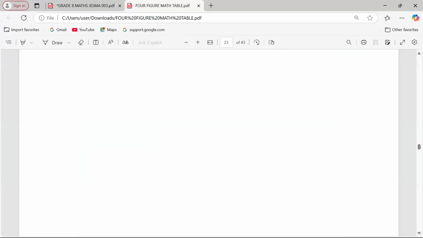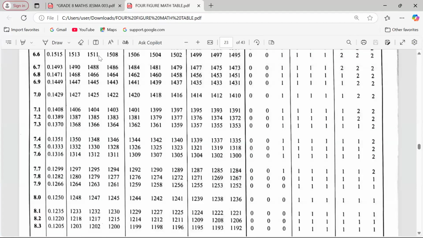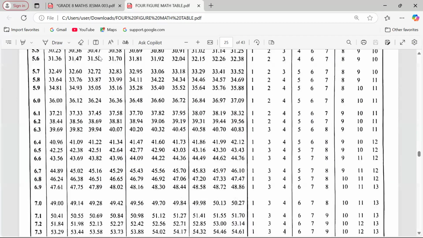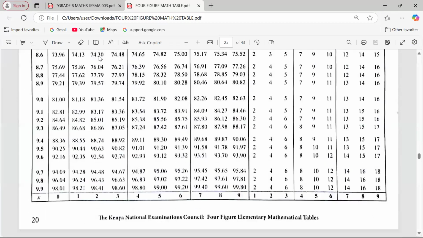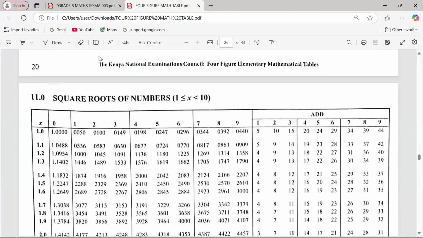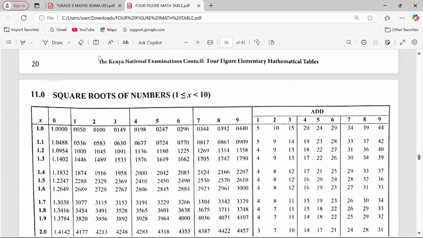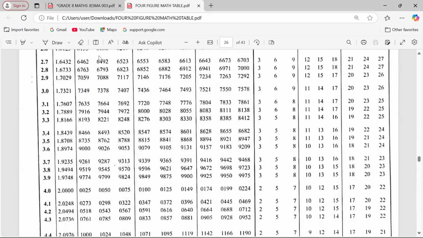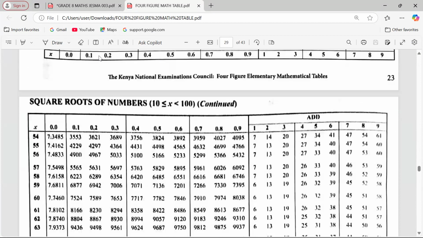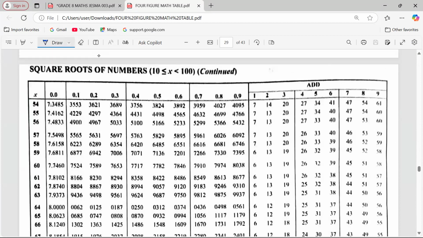So we'll be doing now the square roots from the 4-figure table. Square root from 4-figure tables. So we need the square root of 60.42. The square root of 60.42. So we go where 60.42 is.